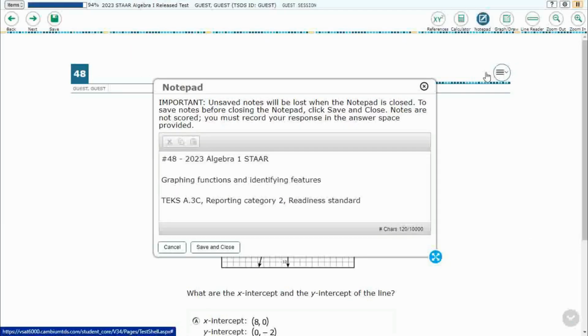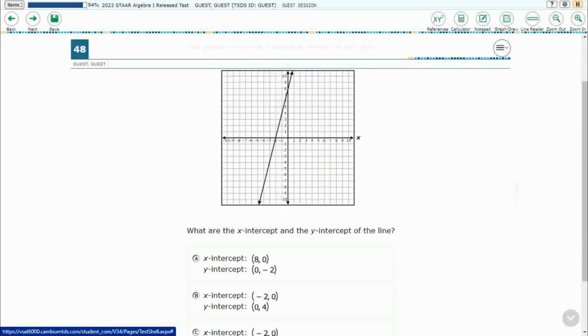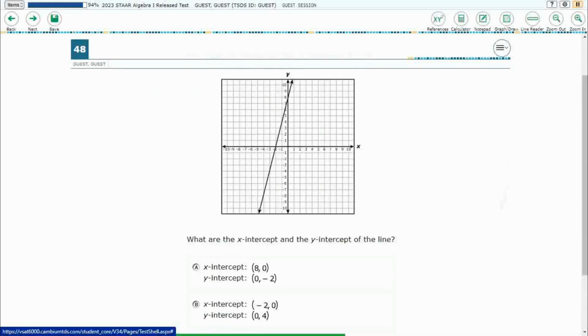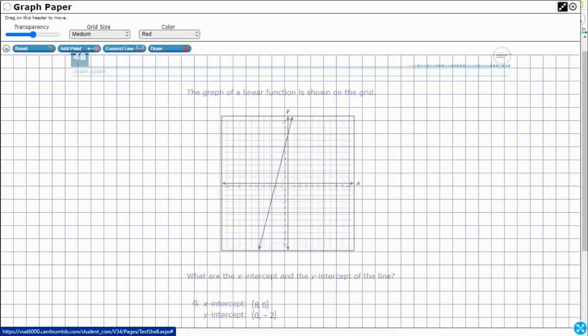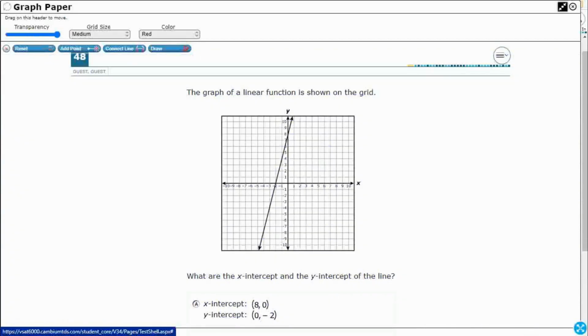Number 48 has us graphing functions and identifying the features of those graphs. This is a readiness standard in reporting category 2, TEKS A.3c. So we've got a graph right here, and look, they're just asking us for the y-intercept and the x-intercept. Pretty simple. They're not even disguising the term x-intercept as a 0 or a solution, right?